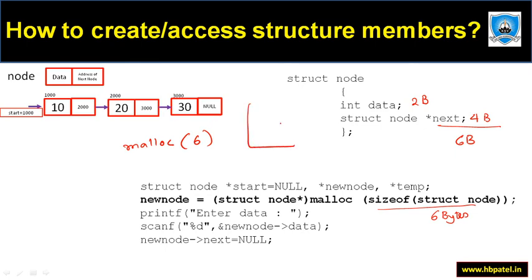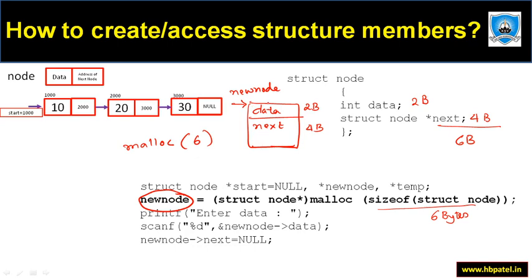So it will reserve a 6 byte block in memory, like 2 bytes for data, and 4 bytes for the second member, that is the pointer next. It will reserve 6 bytes over here, and the pointer to this entire block would be returned into some variable. Let's say in this case we are catching the address over here in new node. So now new node is pointing to this newly created block.